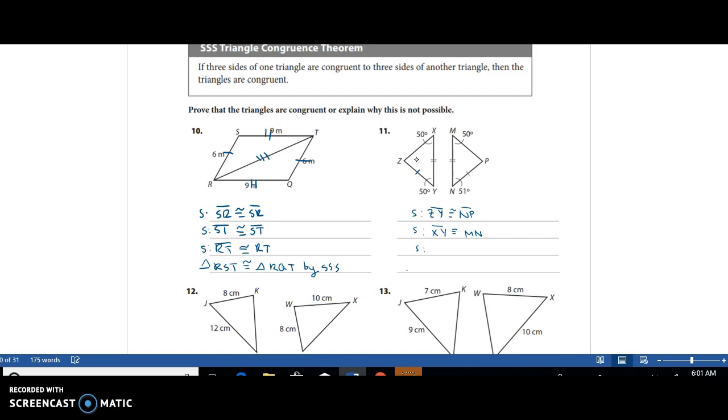So we can say not congruent, because angle Y is not congruent to angle N. Yeah, that's it. Or because we don't know this.